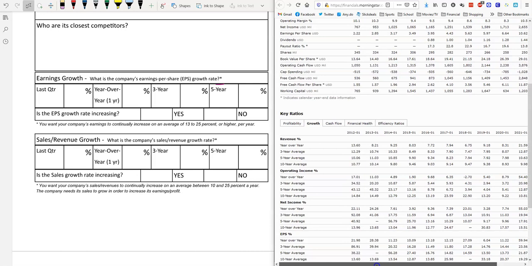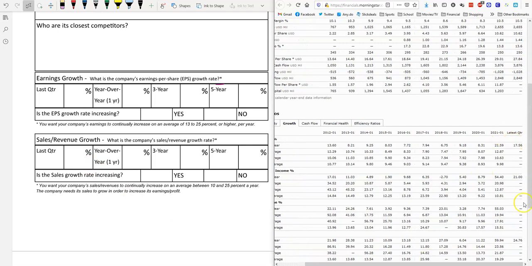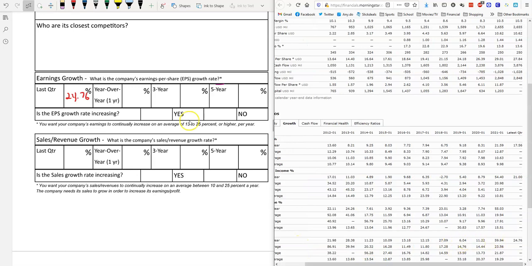So for earnings per share, I want last quarter, so I'm going to go all the way down, and I see the latest quarter is 24.76%. And my year over year, you'll see what order these are in. Year over year first, then 3 year, then 5 year. So year over year is 59.94.